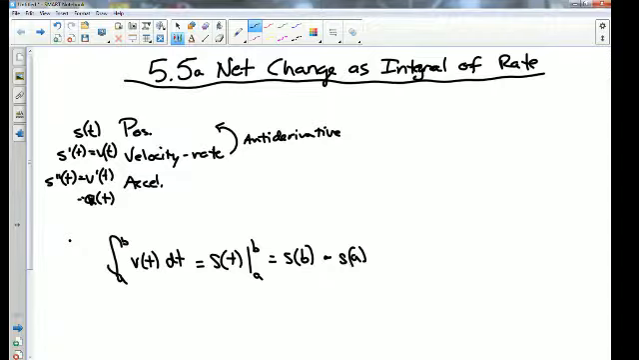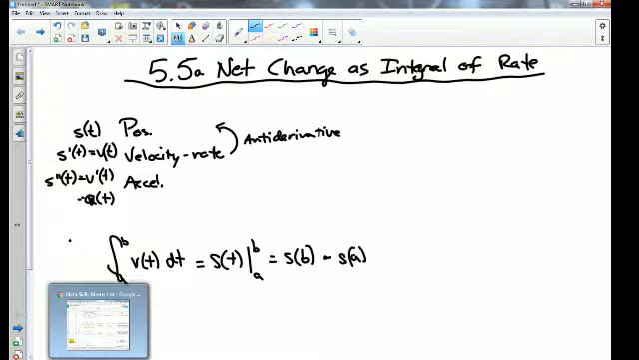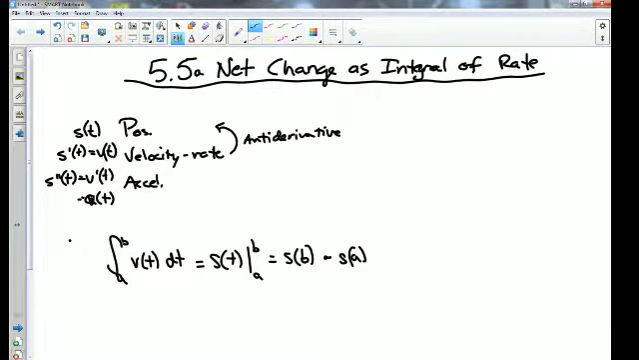Yeah, so it's the same. It's the fundamental theorem of calculus. That's what this is. We're just applying it to velocities.